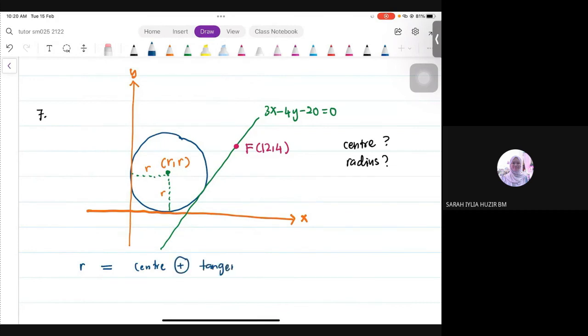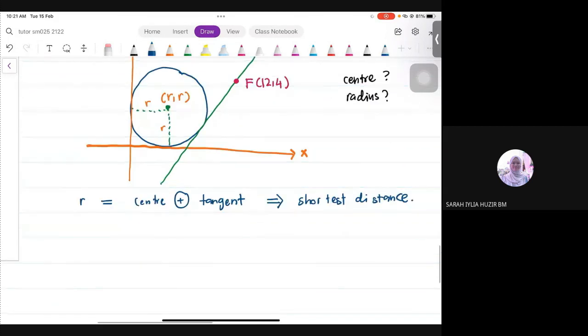Itu je yang kita ada dalam soalan sekarang kan. Kita ada coordinate center, (R, R). Kita ada equation tangent. So, kalau kita nak dapat radius, based on these two, satu je formula yang awak boleh pakai, we must use shortest distance formula. Or you can use shortest distance or perpendicular distance, jarak tegak ataupun shortest distance lah kat situ. Okay, so ingat balik formula shortest distance.